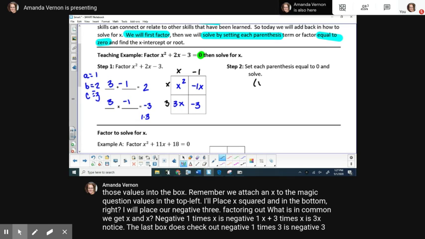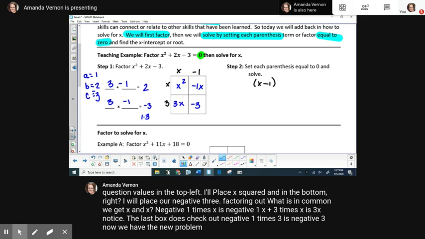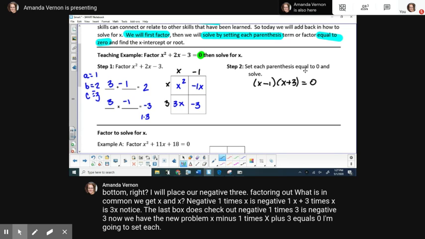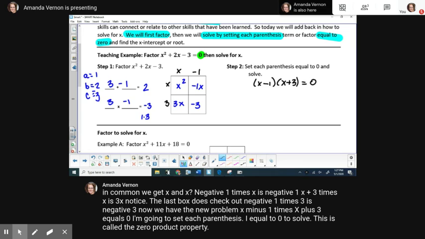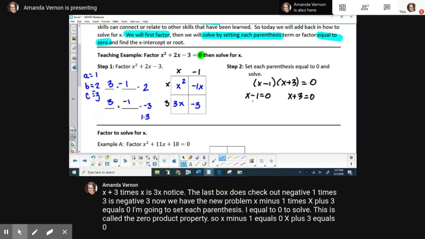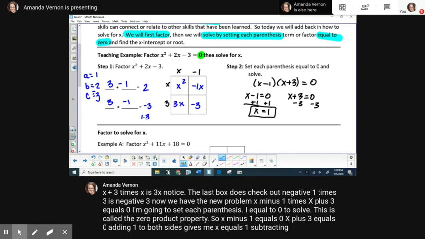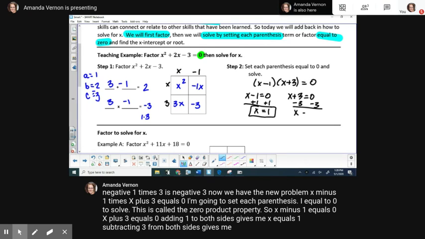Now we have the new problem, x minus 1 times x plus 3 equals 0. I'm going to set each parenthesis equal to 0 to solve. This is called the zero product property. So x minus 1 equals 0, x plus 3 equals 0. Adding 1 to both sides gives me x equals 1. Subtracting 3 from both sides gives me x equals negative 3.